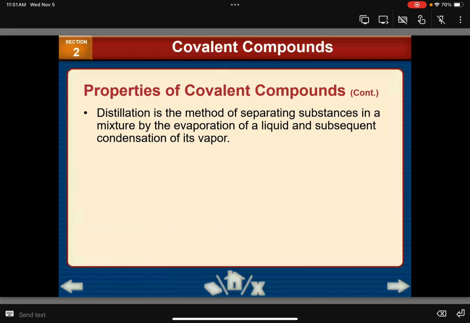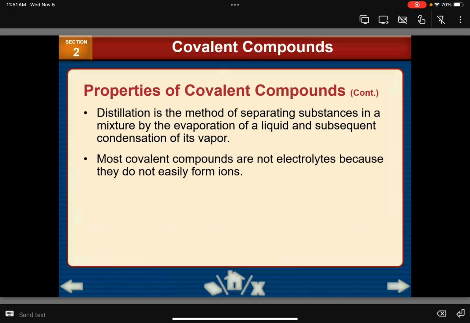We can use a process of distillation, which there is a picture of a setup of a distillation apparatus on page 169 in your books. But distillation is the method of separating substances in a mixture by the evaporation of a liquid and the subsequent condensation of its vapor. And most covalent compounds are not electrolytes, like ionic compounds are, because they do not easily form ions.